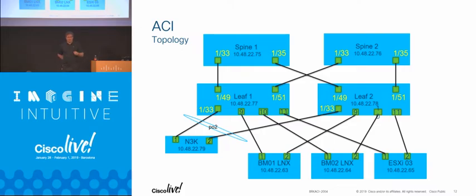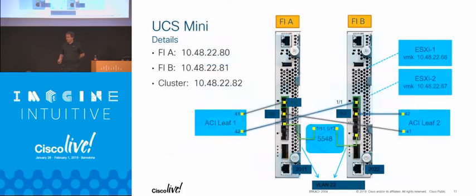Everything you connect symmetric. Also our fabric interconnects, you see fabric interconnect A is connected to port 41 on both leaves. Fabric interconnect B is connected to port 42 on both leaves. Make sense? Okay.